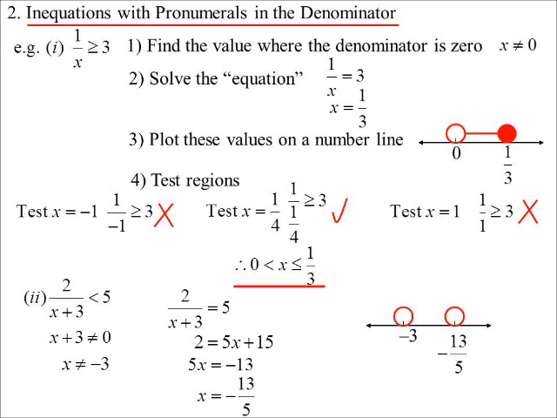And let's pick a number this side of -3. Any number you like. -4? Okay. Oh, that's a good choice. -4 plus 3 gives us -1. So 2 on -1, -2, is less than 5. Yeah. So it looks like we're on the outside for that one. And so there's my solution. x is less than -3, or x is greater than -13 on 5.